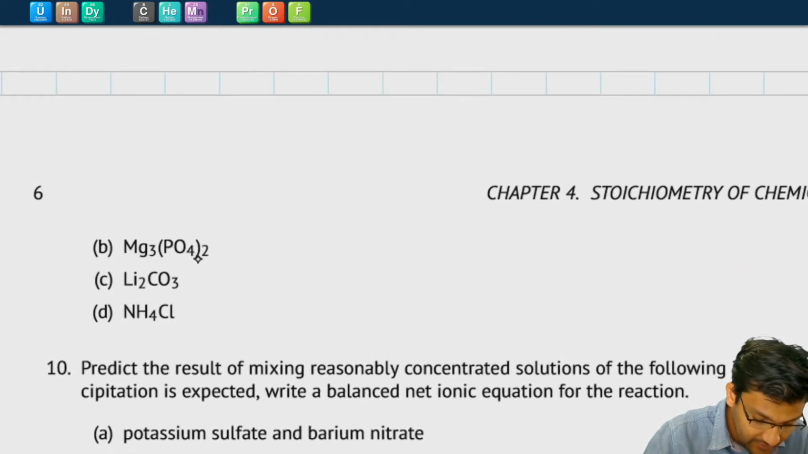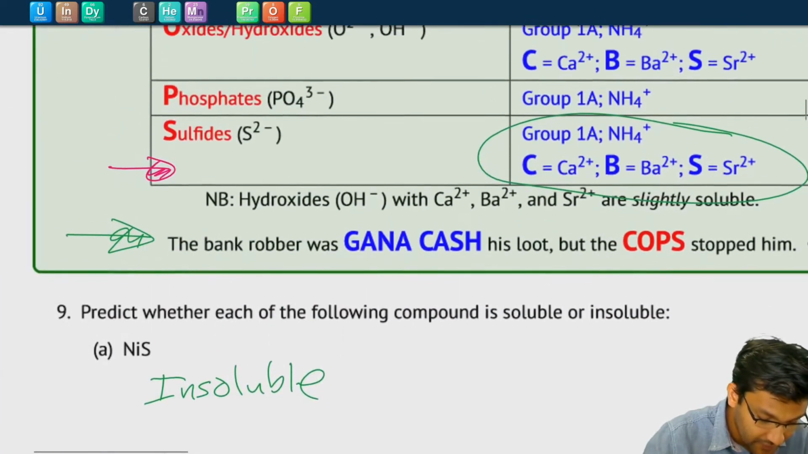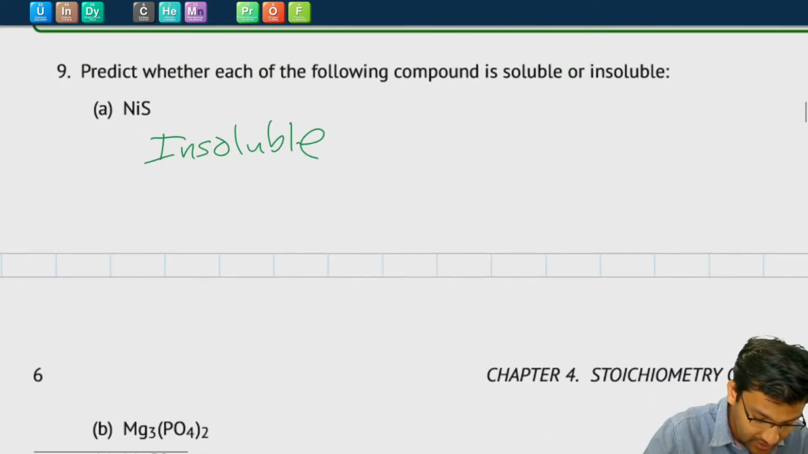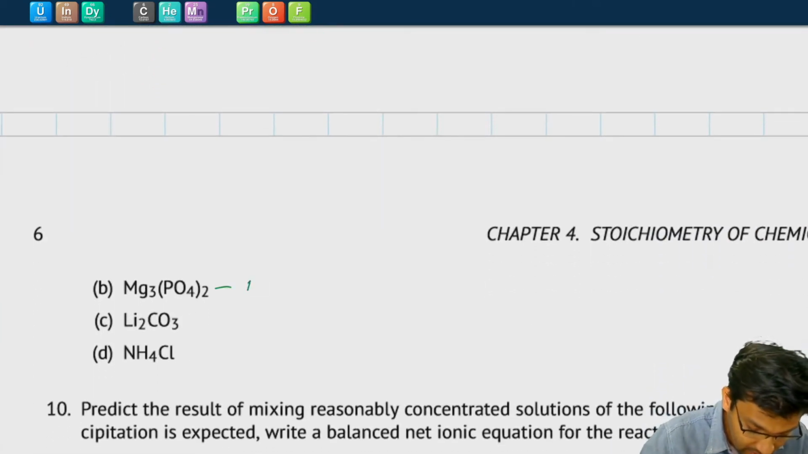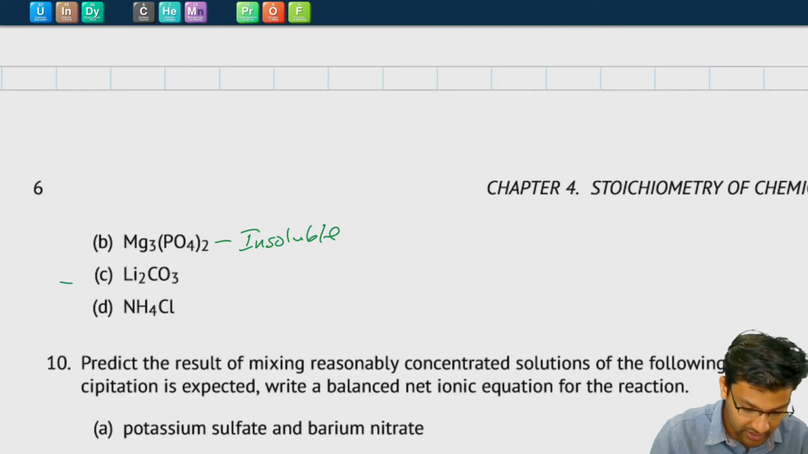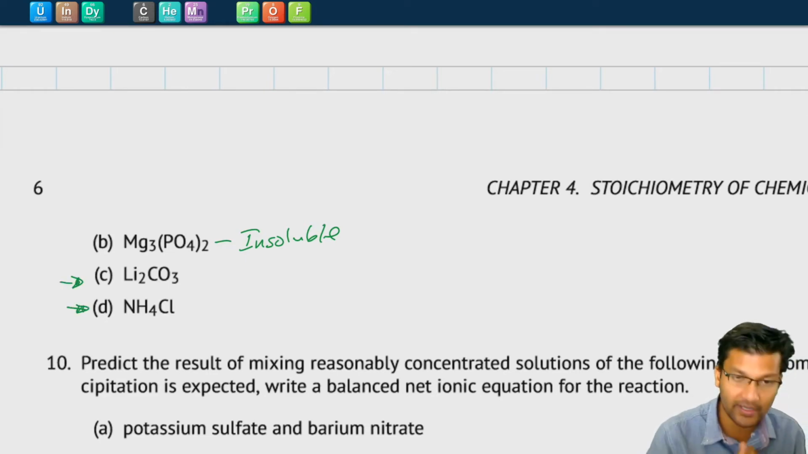I'm just going to do one more. Magnesium phosphate. Let's look at our table. Phosphates are always going to be insoluble. Magnesium is not one of the exceptions, so this is also going to be insoluble. Try to do C and D on your own and let me know how you fare. Use the table to try to figure out whether these are going to be soluble or insoluble salts.